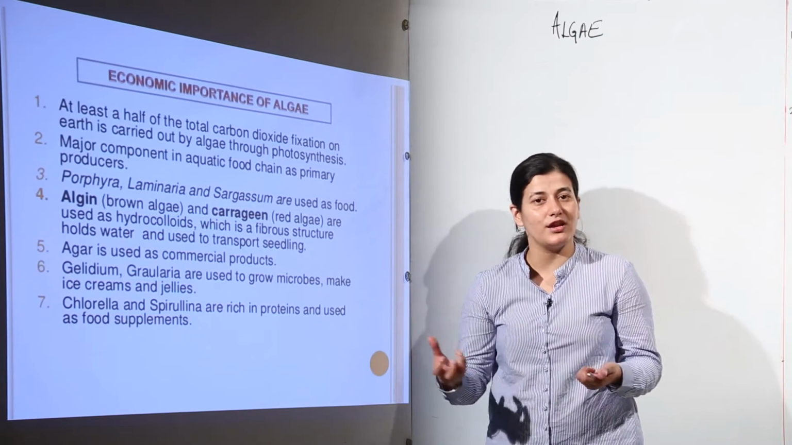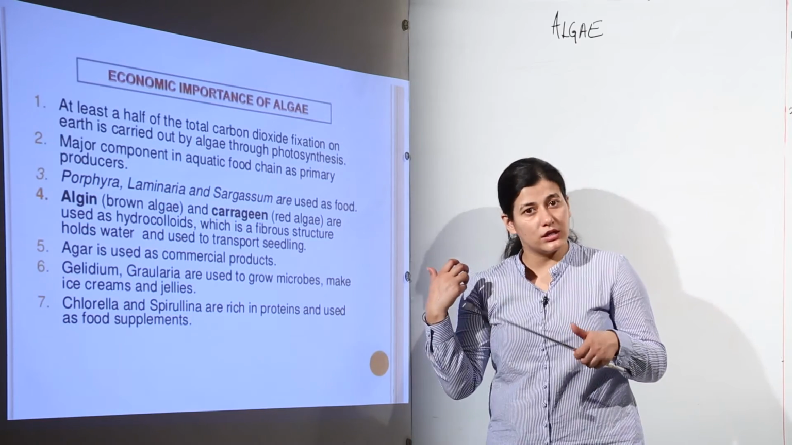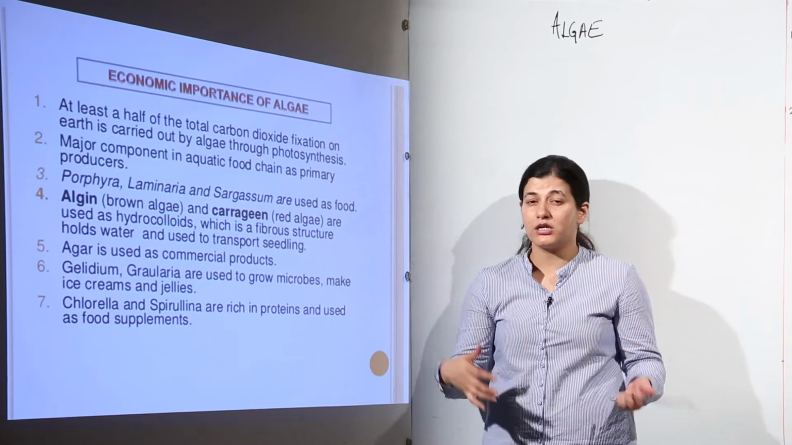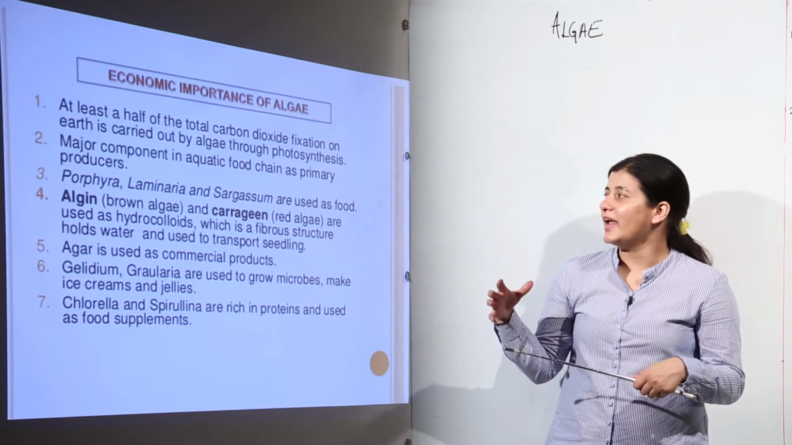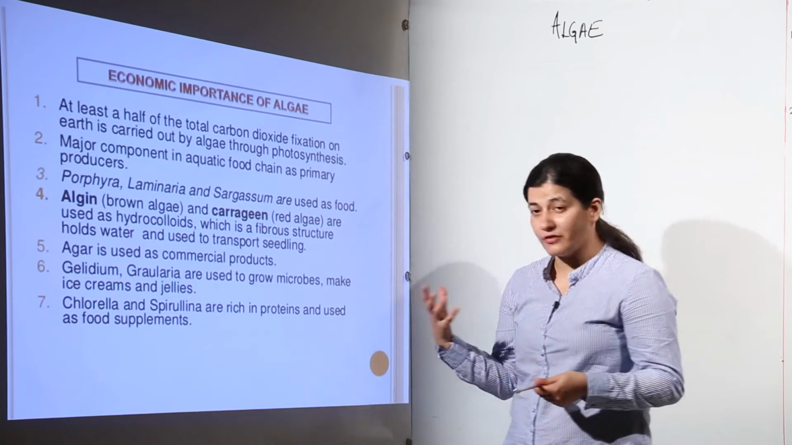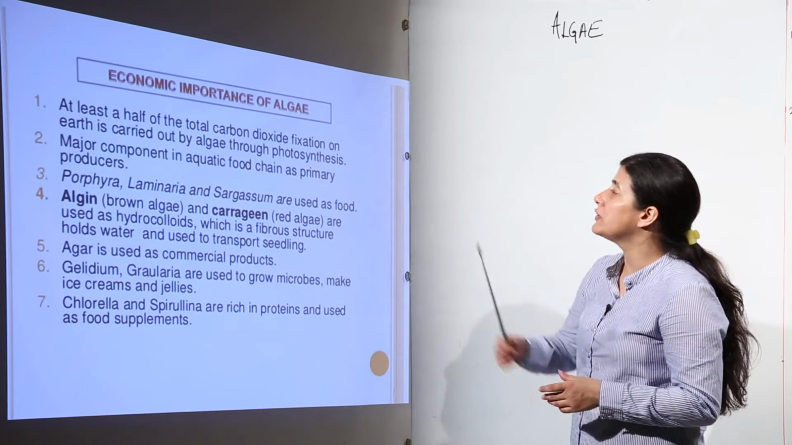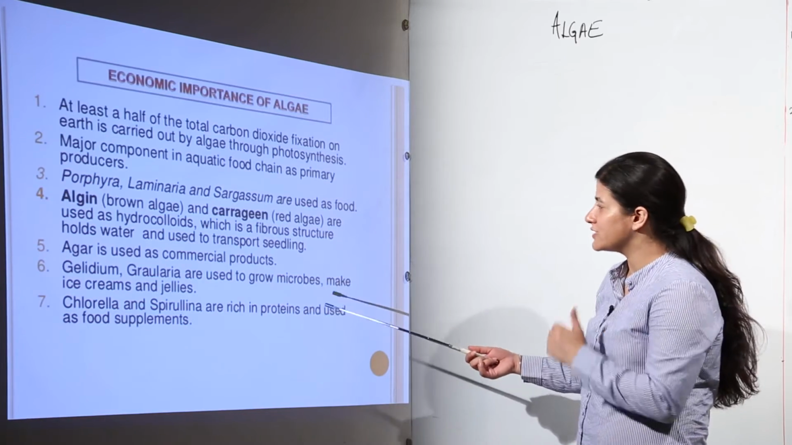So, algae are very important primary producers which are responsible for the greater amount of production of photosynthates, and that gives them a very important autotrophic position. There are 7 economic points that I have chosen to discuss with you, one by one.